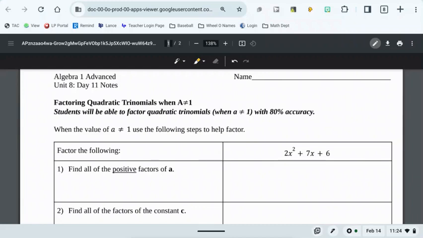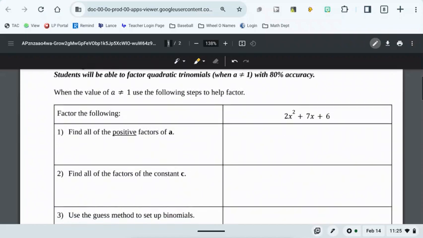Today we're going to be focusing on factoring quadratic trinomials when a does not equal 1. So far we've been focusing on when a equals 1, and now a, or the coefficient of the first term, can be something other than 1, which is going to add another layer to our factoring puzzle. So our intention is that students will be able to factor quadratic trinomials when a does not equal 1 with 80% accuracy.